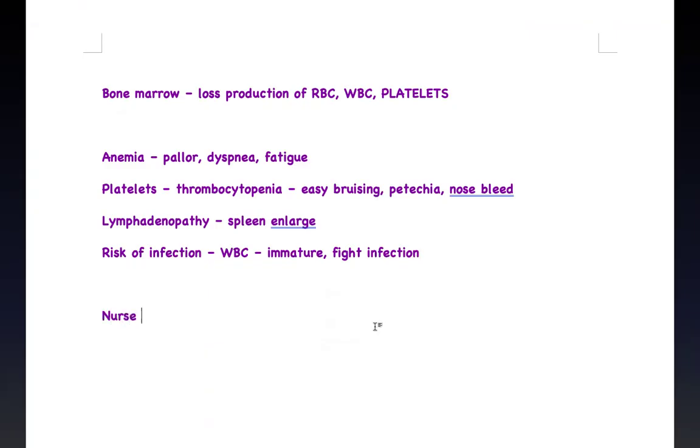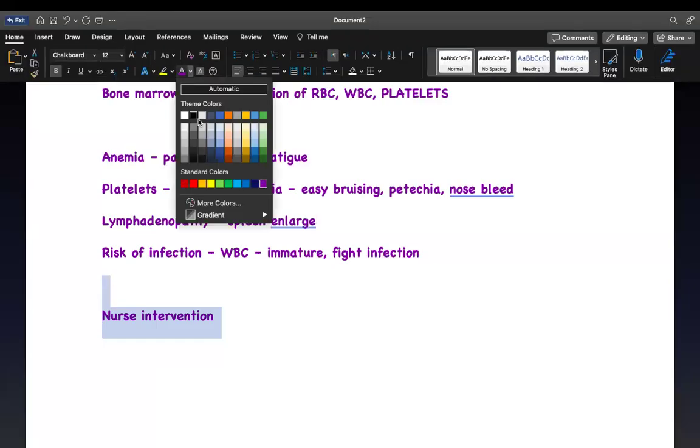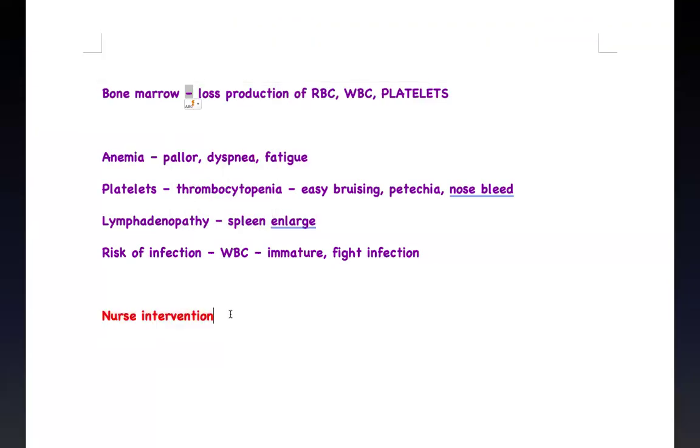What is the next intervention? Don't forget, always know something about the next intervention for this disease process. Every time you learn something, don't just learn it, like if you learn about appendicitis, ask yourself, what is the nurse going to do? Infection, of course, risks of infection. So neutropenic precaution, that's what you do.